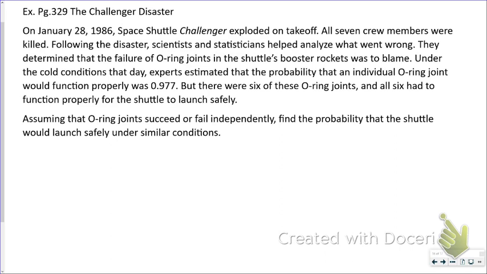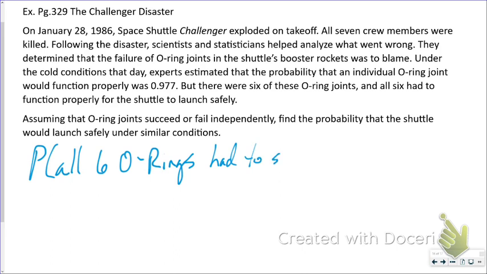The O-rings were what caused the shuttle to not launch successfully. And supposedly, to launch successfully, all 6 O-rings had to work. Let's use the word succeed. We use that a lot in this next section of probability. That looks like 60, doesn't it? Maybe I should use the word 6. There we go. So we want to know all 6 had to succeed.